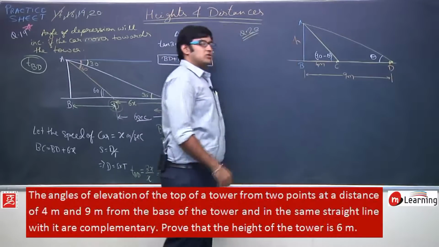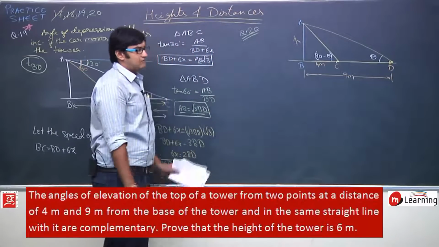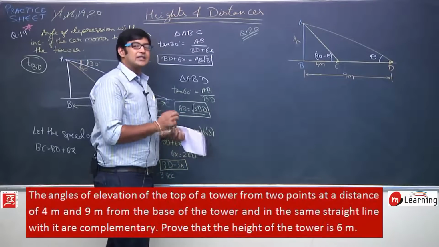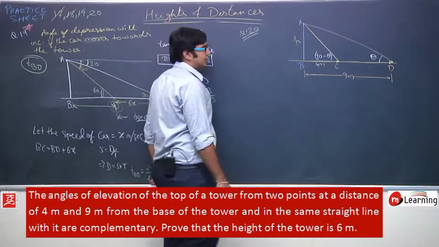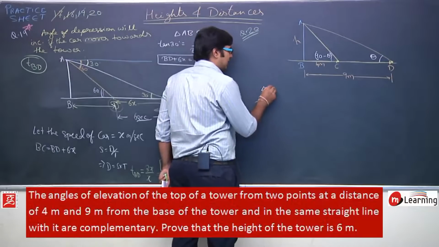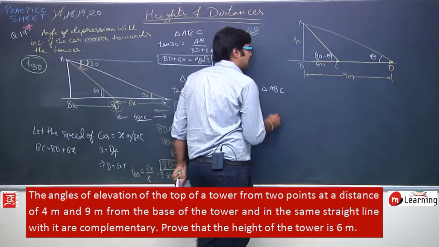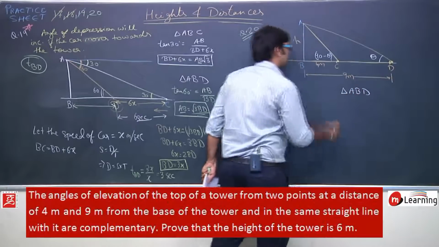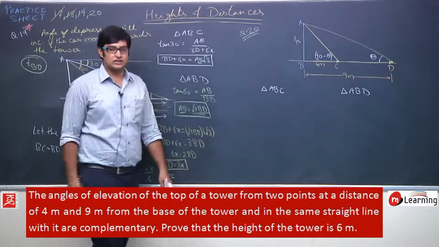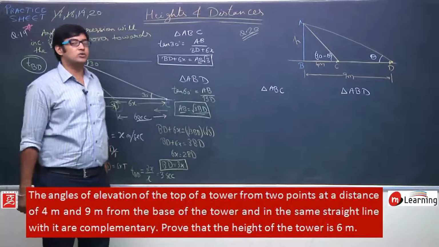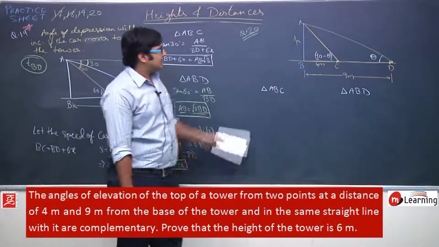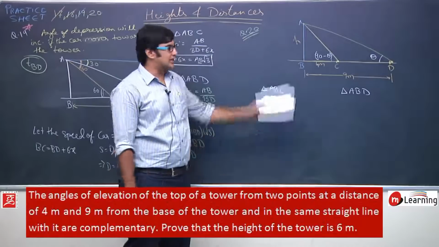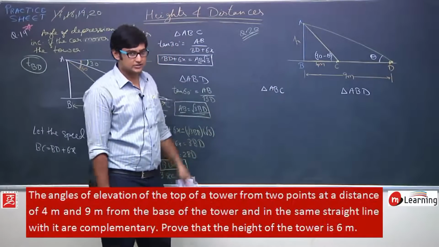So we have identified the unknown quantity, we have drawn the diagram. Now the next task is to determine the right angle triangles. The 2 right angle triangles I can see are triangle ABC and triangle ABD. So I have identified the 2 triangles. Now the common thing between the 2 triangles is the height h. This h is common to both the triangles.